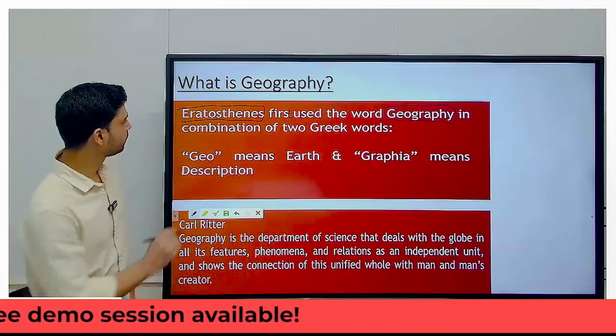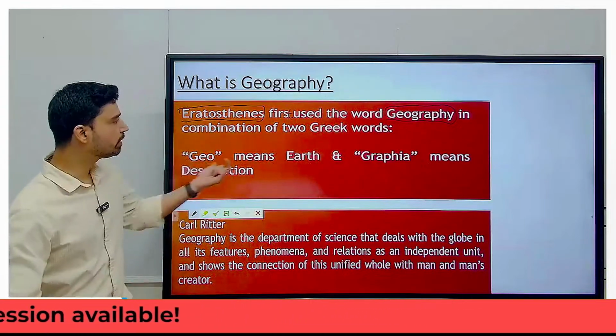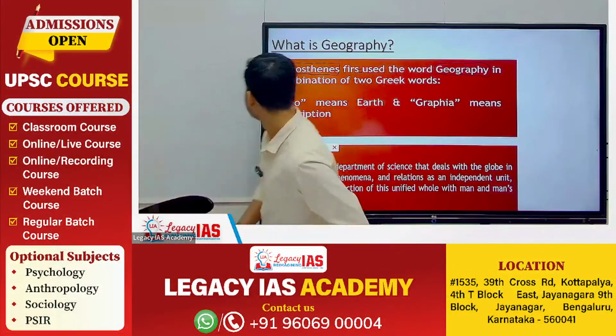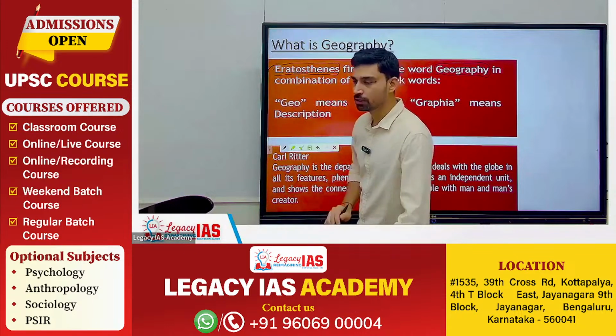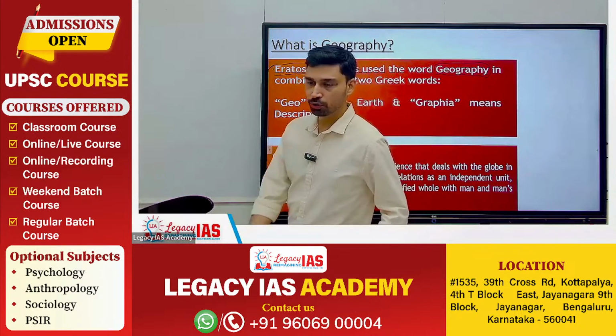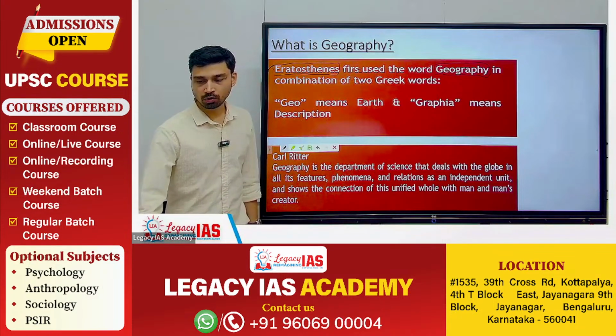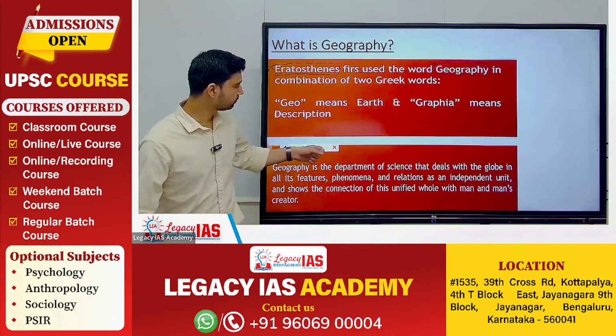Okay, so this is what we can write. Same thing that we have written. Geo means earth, graphia means description or knowledge or understanding, whatever it is. So from Eratosthenes came the word geography. Okay, that is the description of the earth.